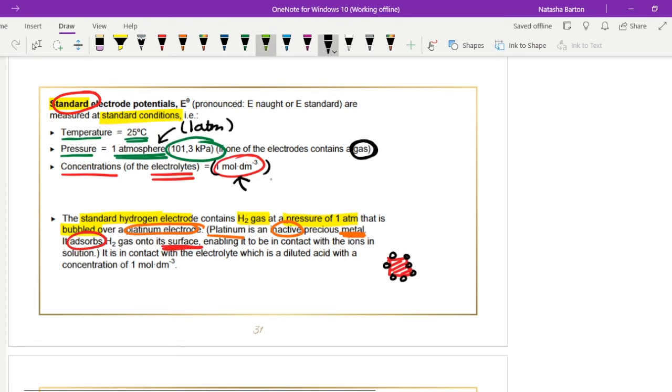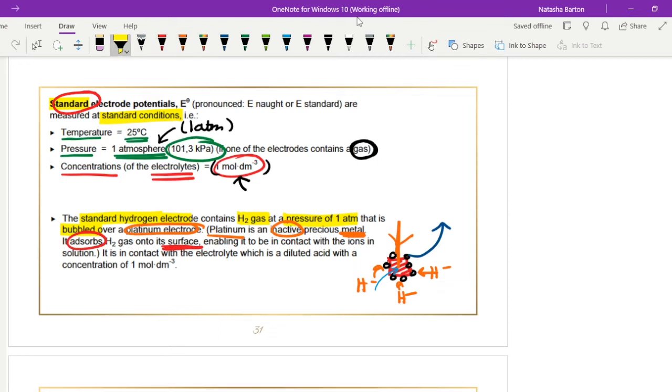And the reason why this platinum electrode is important is because if it was not there, my hydrogen gas bubbles would not adsorb onto the surface. They would bubble in and just bubble out. They just escape the substance. So when they adsorb onto the platinum electrode, they are able to interact with the ions that are in solution. They can actually make contact with those ions, and that is important in this case. And if we have any electrons that are entering the solution, same thing can happen over there.